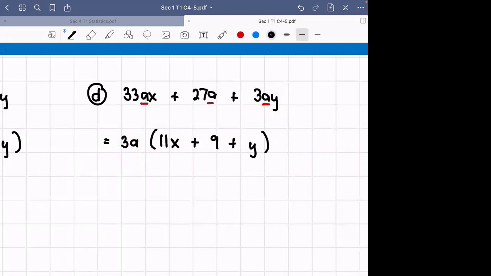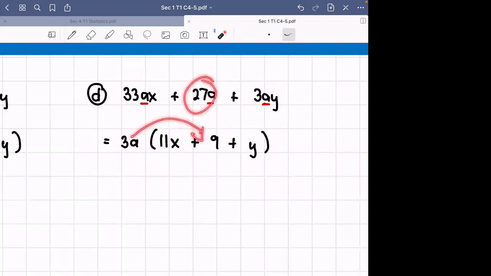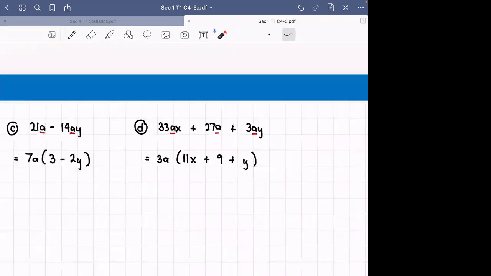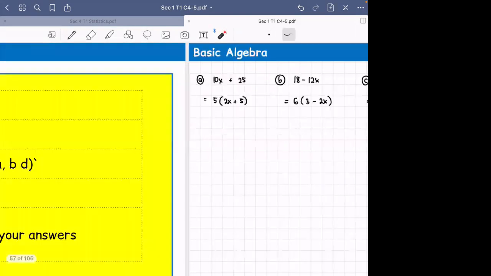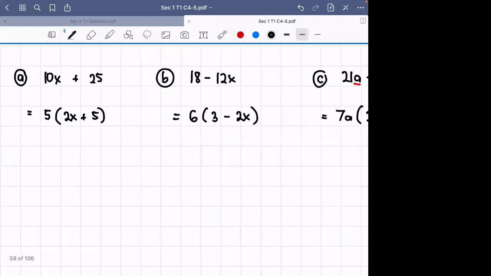Okay, again, to check if your answer is correct, just expand your answer. So 3a times 11x gives you 33ax, right? 3a times 9, you will get 27a. And the 3a times y, you'll get 3ay. That's how you check your factorization answers. Okay, last two. Okay, so let's have letter E.